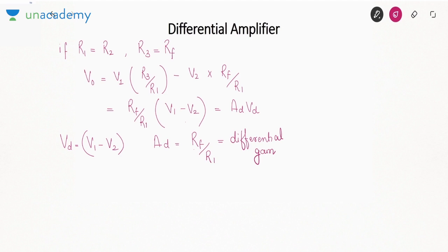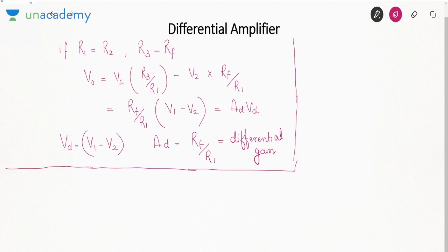Now if you keep R1 and RF also equal, then this differential gain will come out to be 1. Okay. In that case you can say that the difference will be multiplied by 1, and V0 will be simply V1 minus V2. Now let us find out one important parameter for a differential amplifier, that is CMRR.